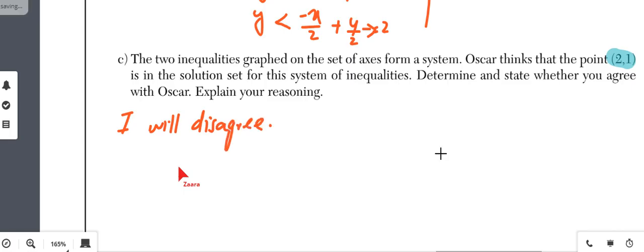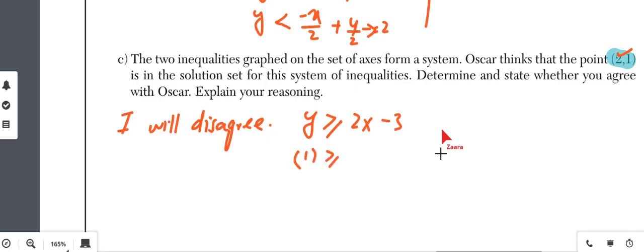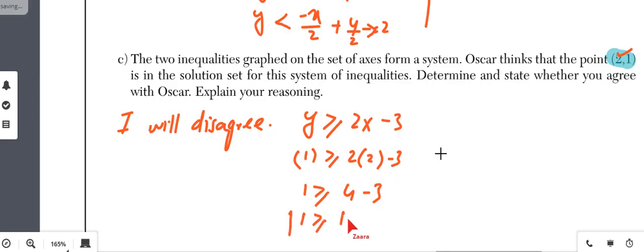Now let's check it. The first inequality was y is greater than or equal to 2x minus 3, right? And the test point was 2 and 1. So let's substitute 2 for x and 1 for y. So it will become 1 is greater than or equal to 2 times 2 minus 3, so 1 is greater than or equal to 4 minus 3. So 1 is greater than or equal to 1. This is true.